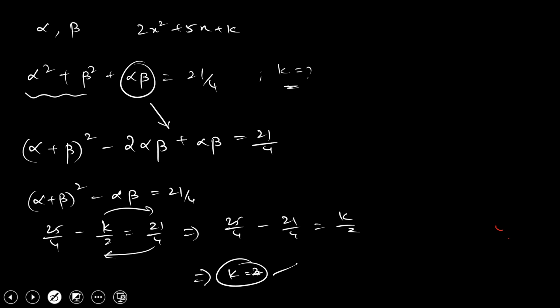Now, there is a theoretical question asked like this. If the zeros of the polynomial ax square plus bx plus c, where c is not equal to 0, I repeat, this ax square plus bx plus c has zeros which are equal.